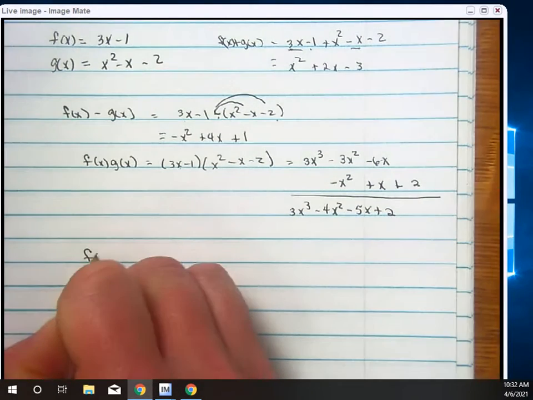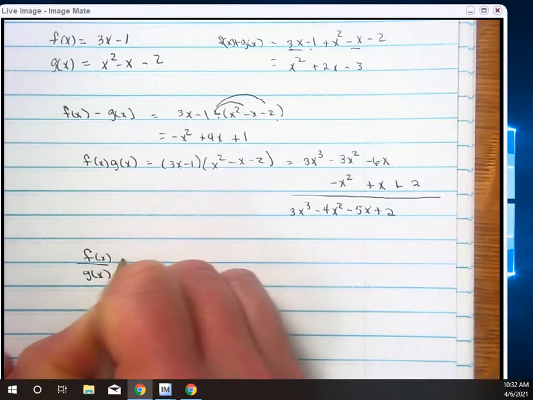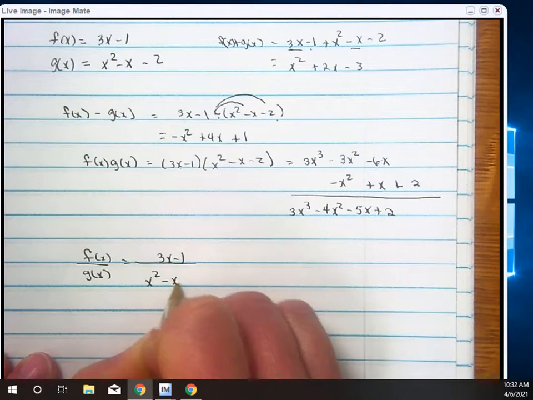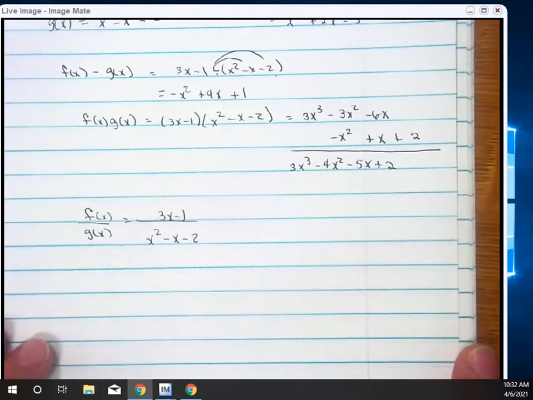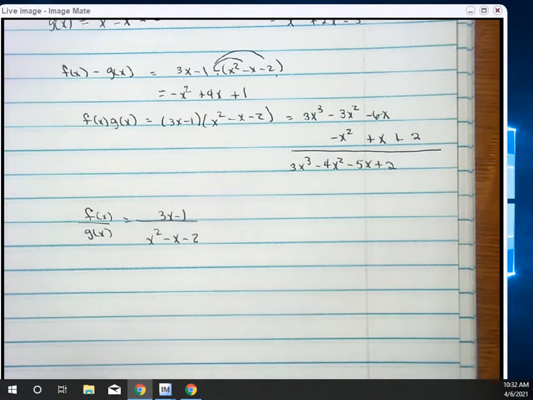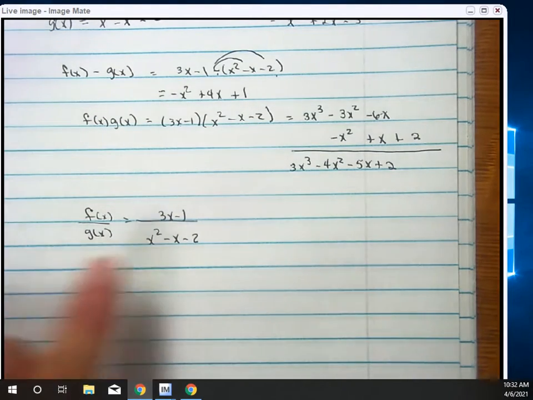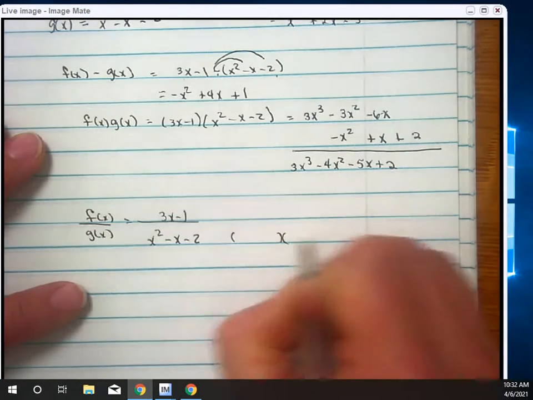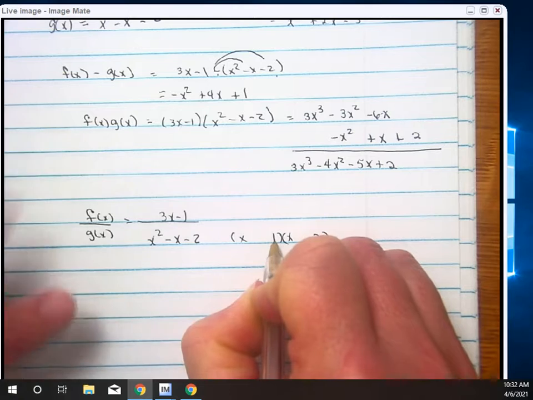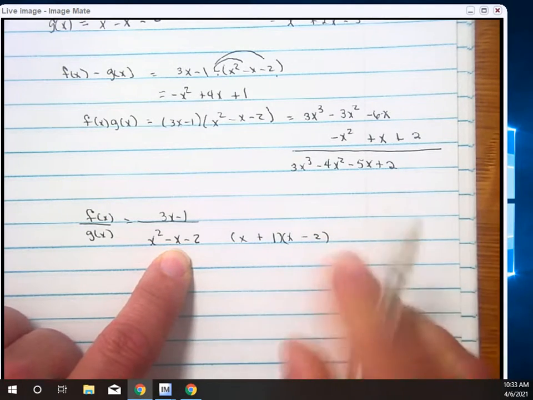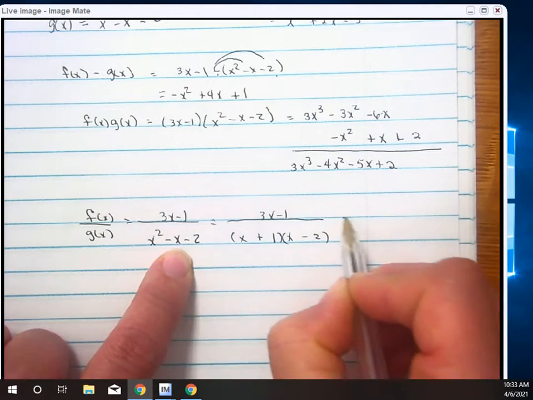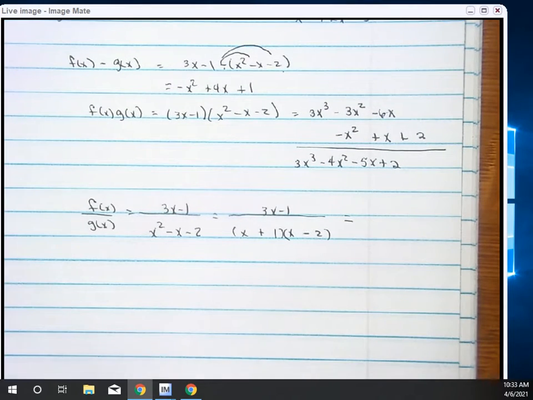And for the division problem, we have the 3x minus the 1 over x squared minus x minus 2. If we can divide, then what we're going to need to do is factor this denominator. Are there factors of 2 that subtract to give you a 1? Yes. X times x and 2 and 1. 2 is bigger than 1, so it's going to be the negative. 3x minus 1 on top. Nothing divides out, so there's your final answer.